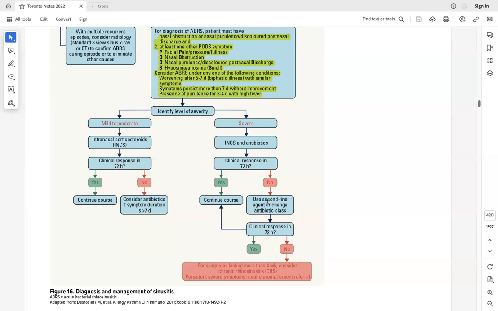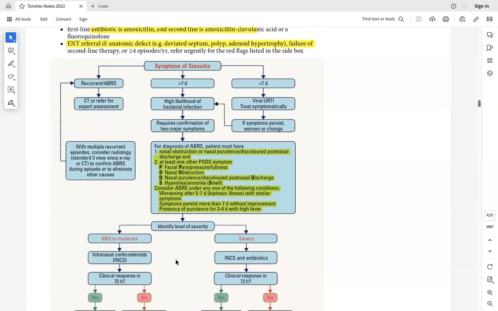And what are second line antibiotics? Amoxicillin, clavulanic acid. Okay, intranasal corticosteroids plus amoxicillin. Not getting better, intranasal corticosteroid plus amoxicillin, clavulanic acid. Then again reassess in 72 hours. Getting better, continue the regime. Not getting better, consider chronic rhinosinusitis and urgent referral.